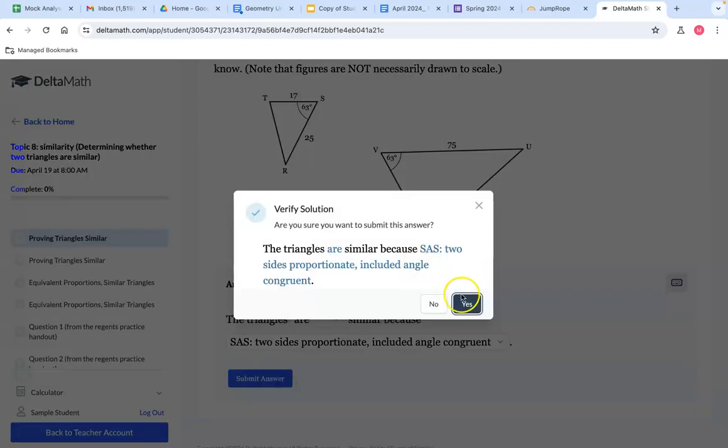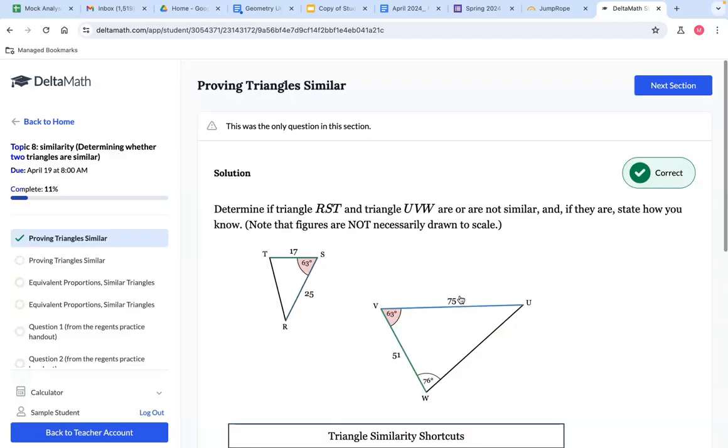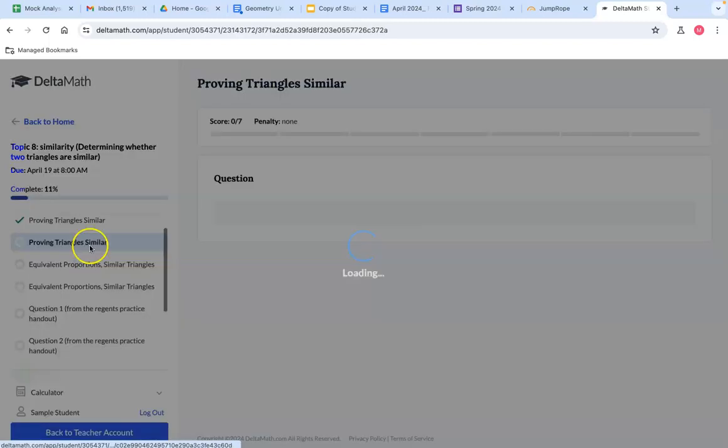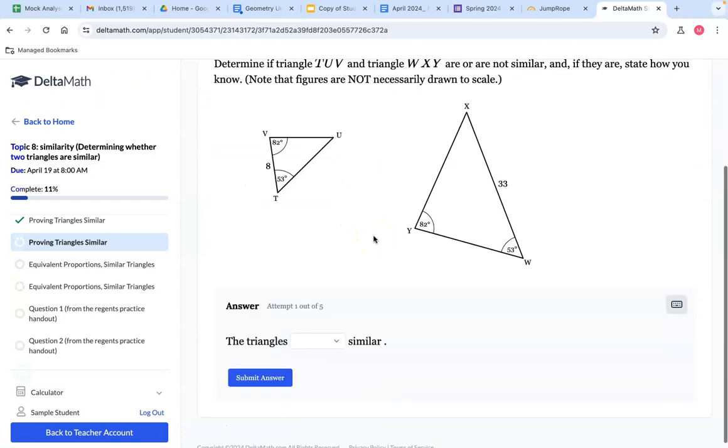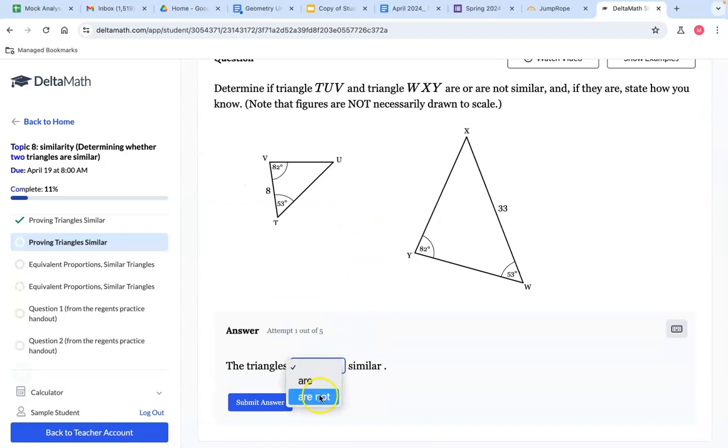If you choose it, it's going to be marked yes. So you're now going to complete these questions, and you're expected to get 7 correct. It's going to vary from question to question. Some might be side, side, side. Some might be side, angle, side. Some might be angle, angle. But for some cases, the triangles may not be similar, so you have to check if they're similar or not.